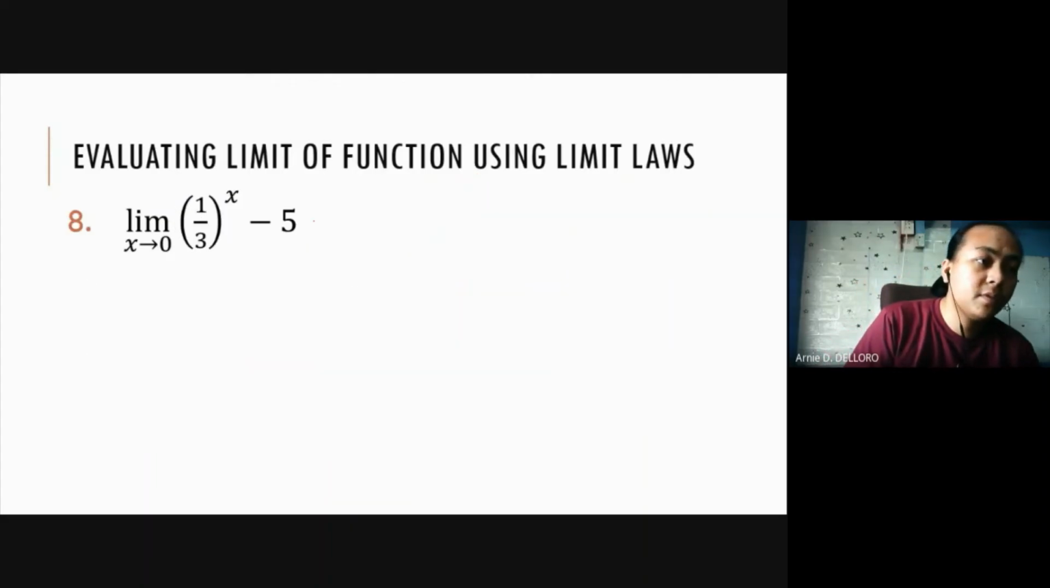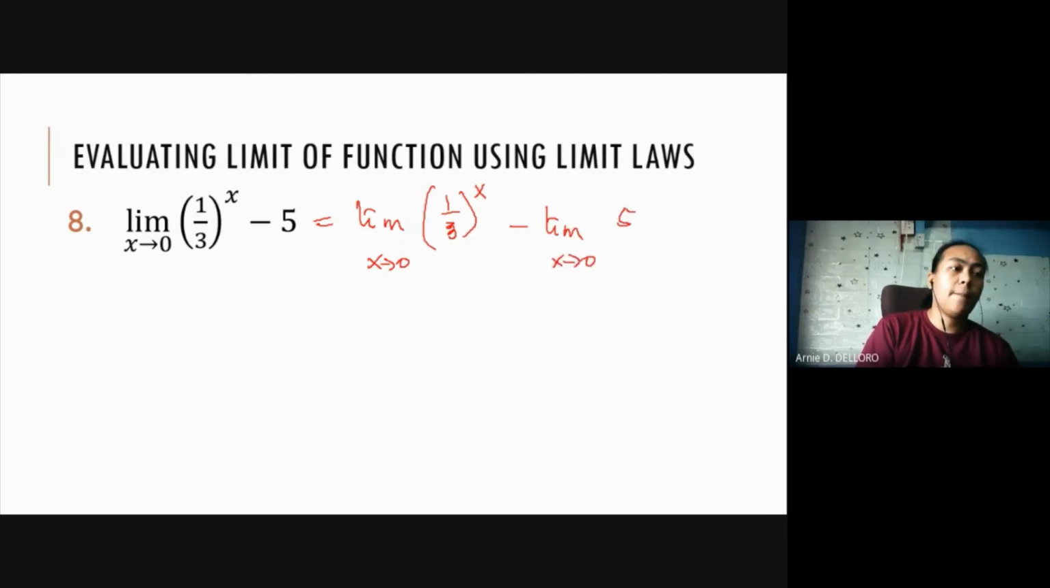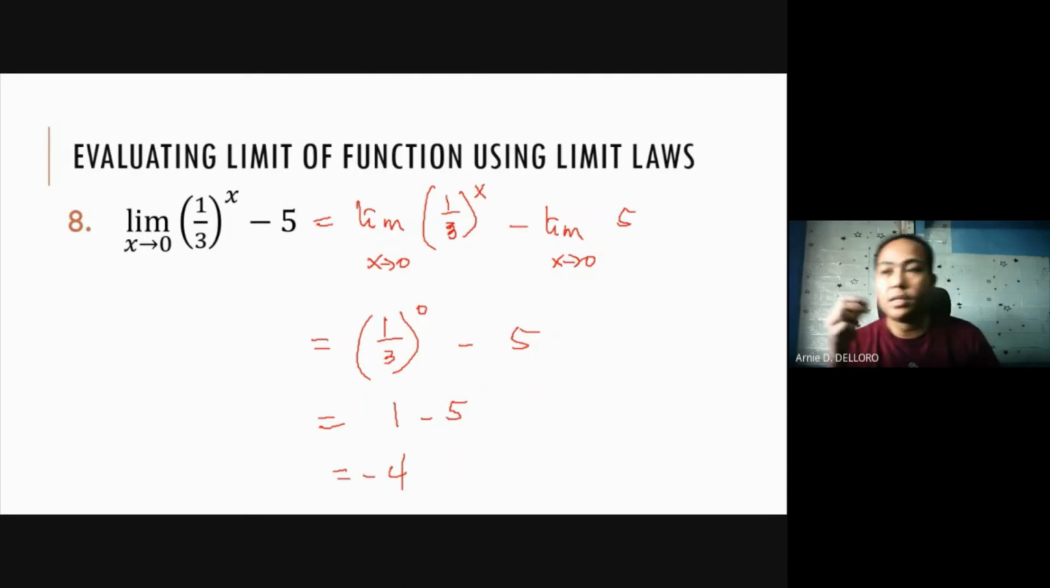We have the limit of (1/3) raised to x as x approaches 0 minus the limit of 5 as x approaches 0. So, substitute nyo lang. So, (1/3) raised to 0 minus 5. Any number raised to 0 is equal to 1, minus 5 will give us -4.